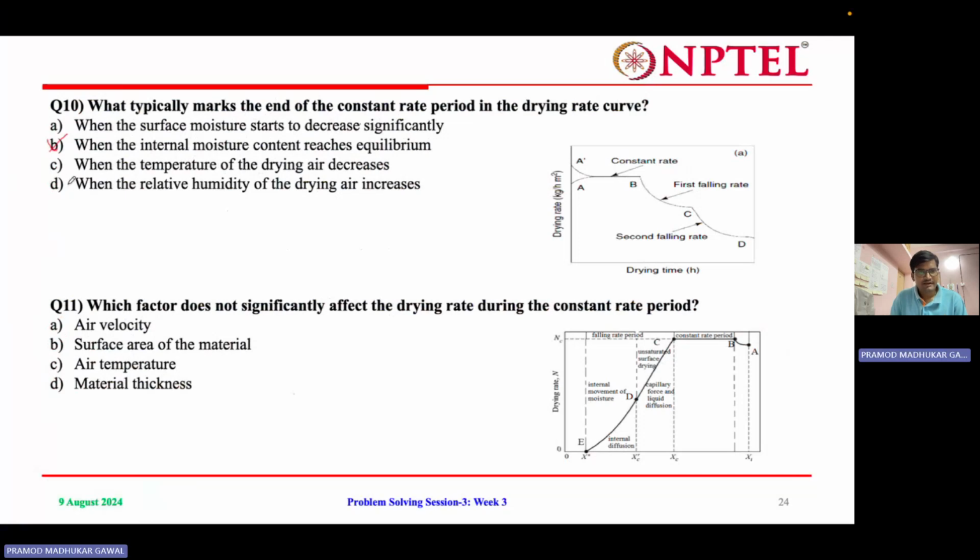When the temperature of drying air decreases? No, because in the constant drying rate period, the temperature is constant. When the relative humidity of drying air increases? No, so here the measured relative humidity should also be the same. So option A is right. The surface moisture starts to decrease significantly here.